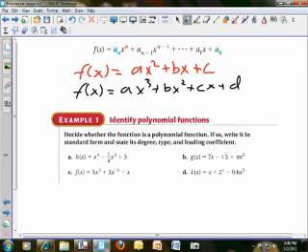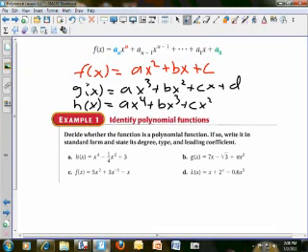Everyone see where I'm getting that from? So what would a polynomial, I guess I shouldn't have called that one f. What would a polynomial to the fourth power look like? ax to the fourth plus bx to the third plus cx squared plus dx plus d. Okay.